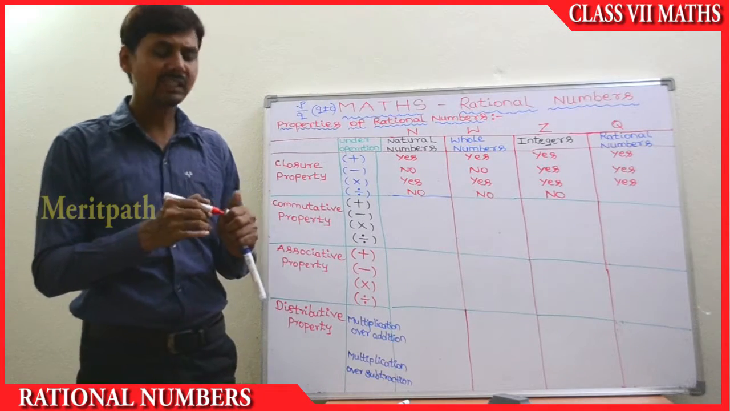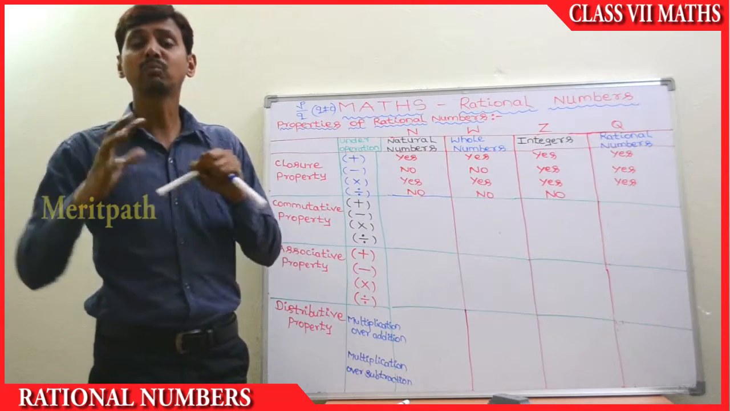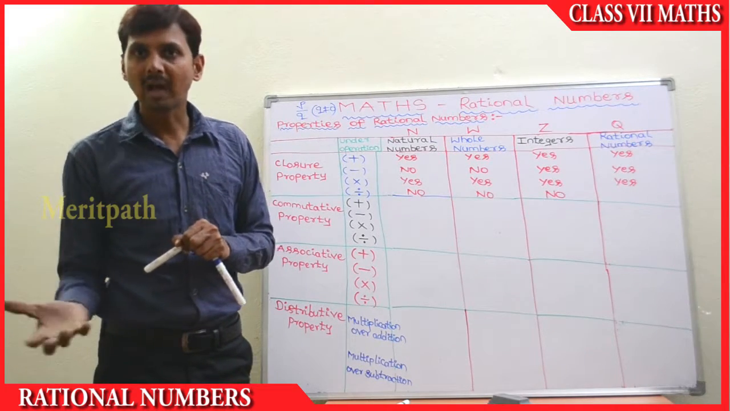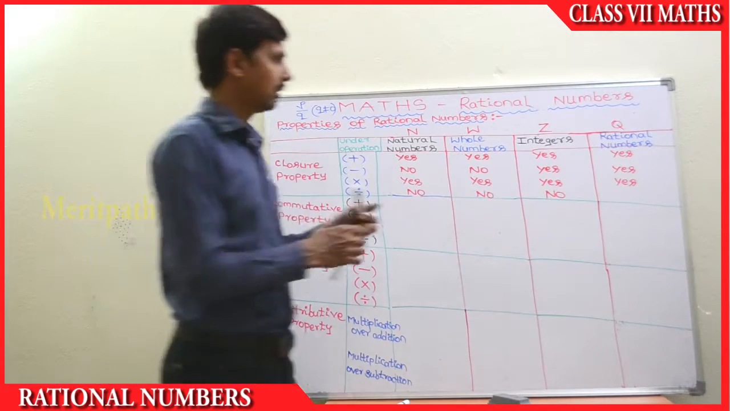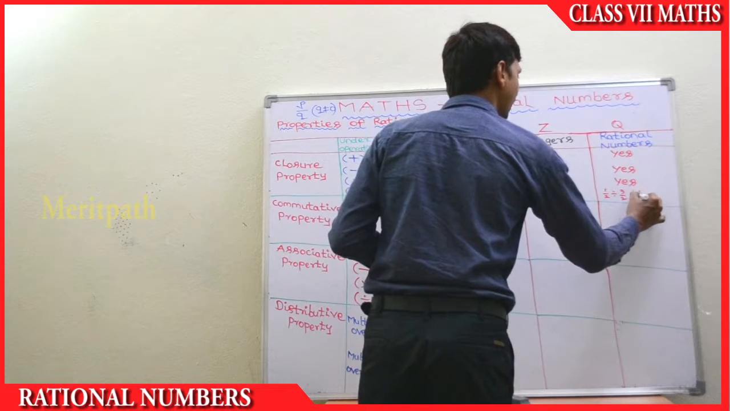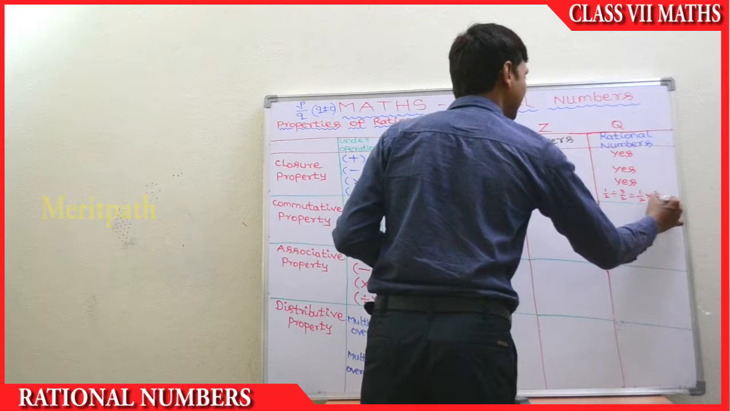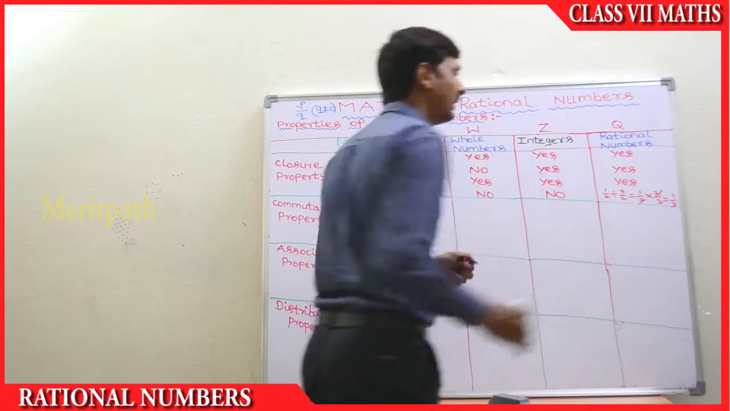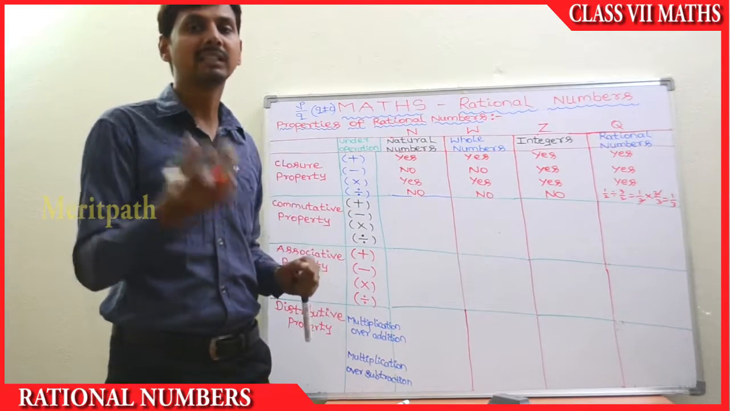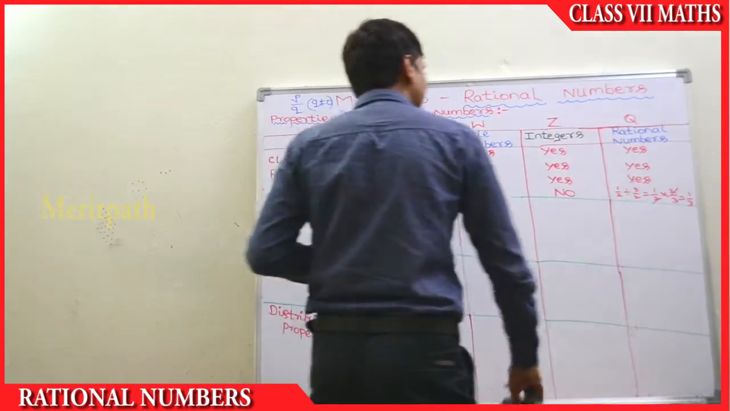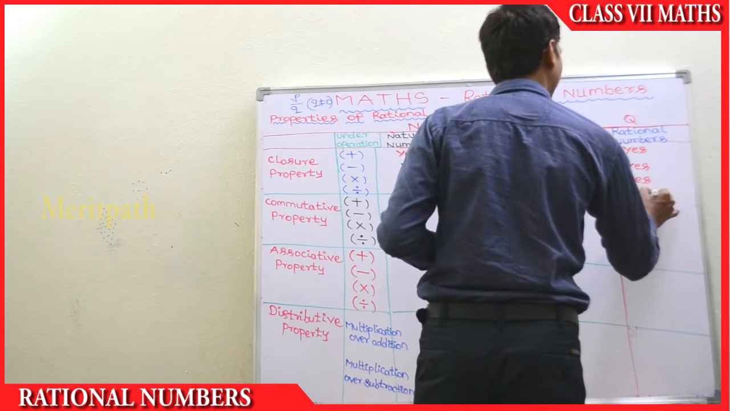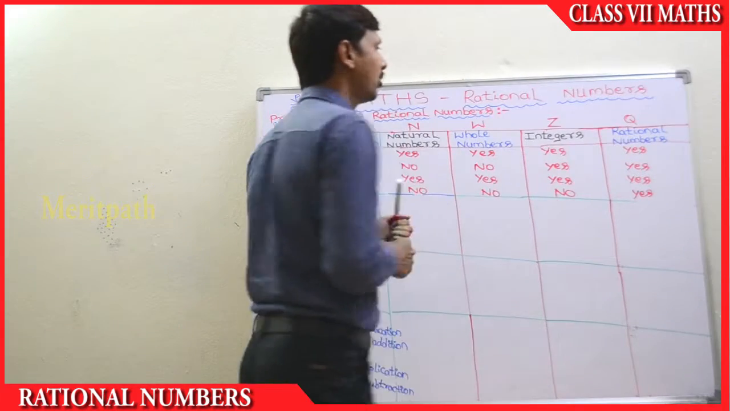And division, let's take the division. It's 1 by 2 divided by 1 by 2. It's nothing but 1. So we get 1 as a result, and 1 is also a rational number. Let's write an example, 1 by 2 divided by 3 by 2. So 1 by 2 into 2 by 3, the 2s get cancelled, and we get 1 by 3. 1 by 3 is also a rational number. So when we divide two rational numbers, we're getting a rational number. So division of rational numbers is possible.